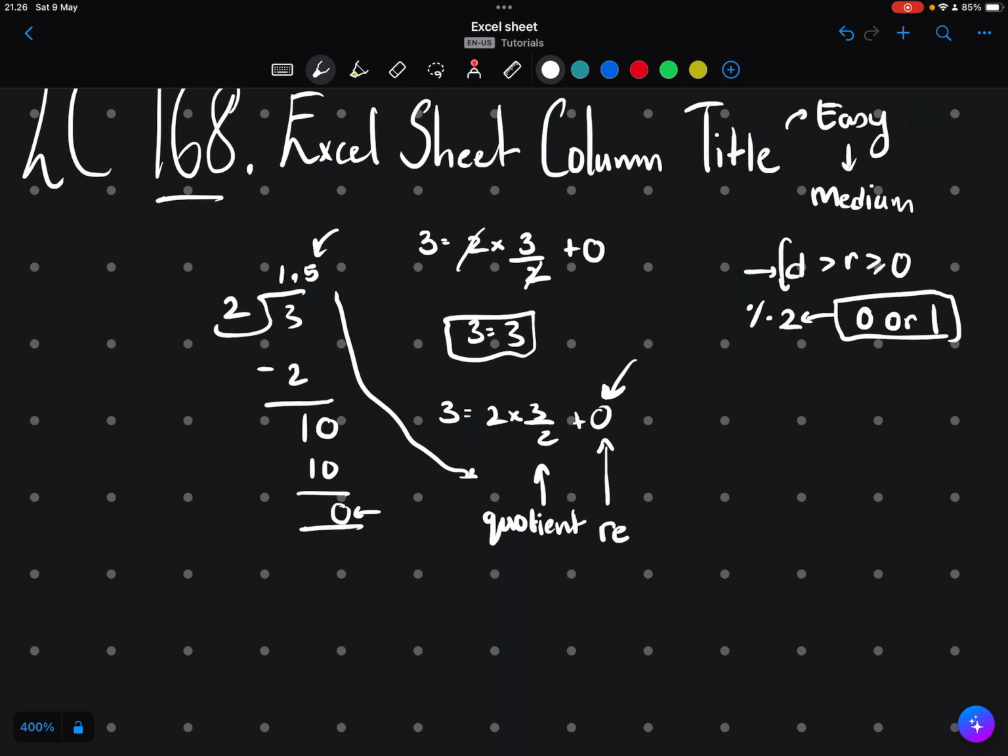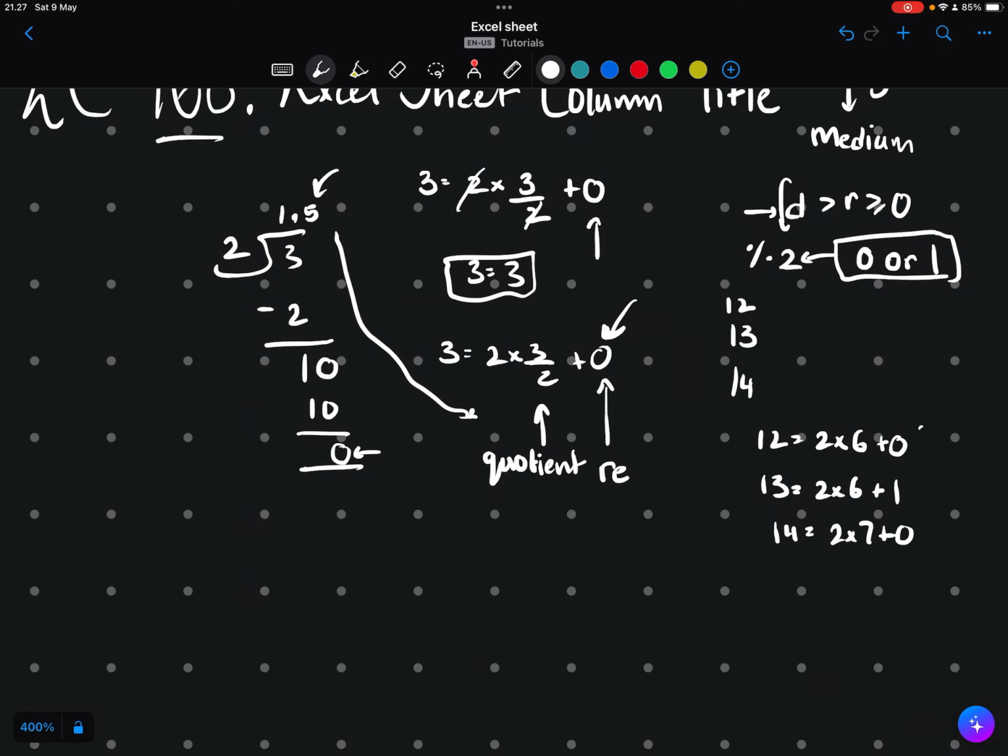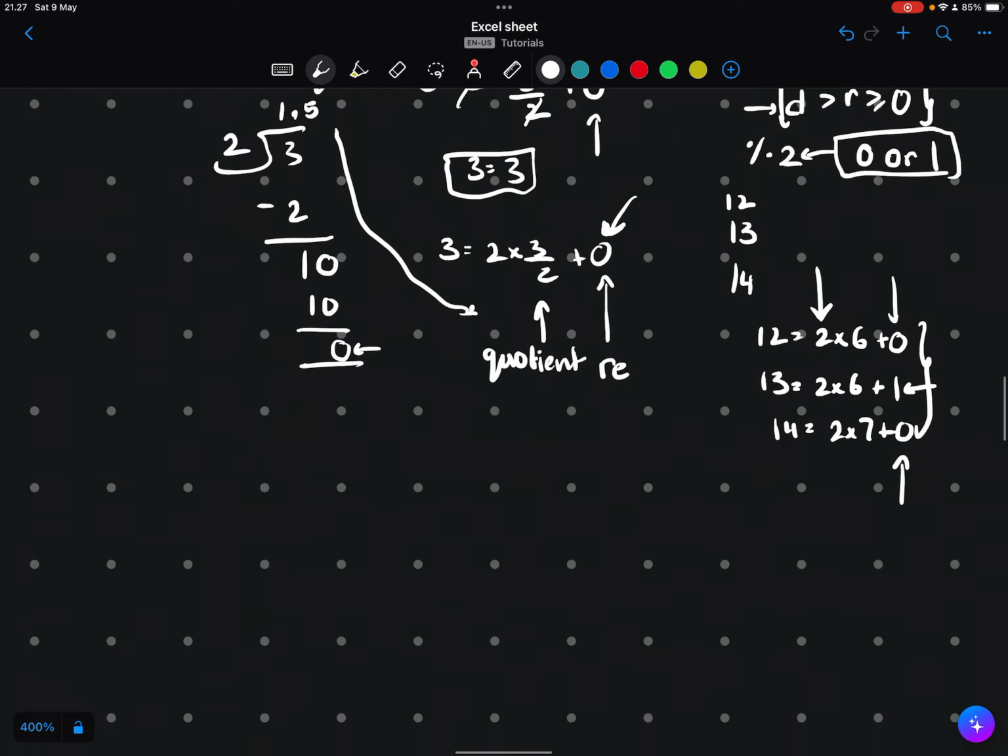So let's say you have 12, 13, 14. We write it out like we did here, okay? So 12 equals 2 times 6 plus 0. 13 equals 2 times 6 plus 1. 14 equals 2 times 7 plus 0. So you see, our remainder was bounded by 0 or 1, right? It doesn't exceed the divisor. So this is where the formal definition comes into play.